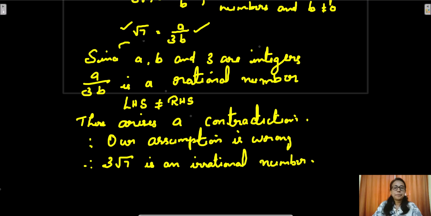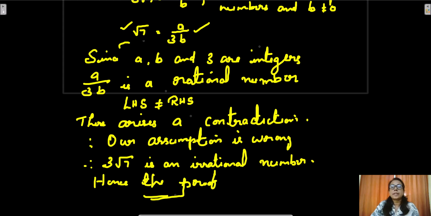Irrational number. That's all. Hence the proof. Hence we proved that 3 root 7 is an irrational number. Okay?